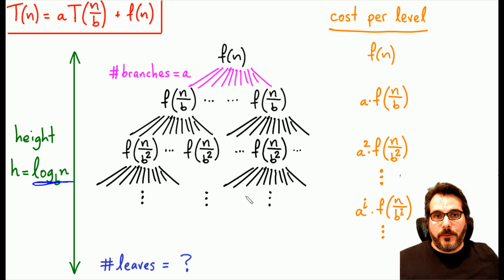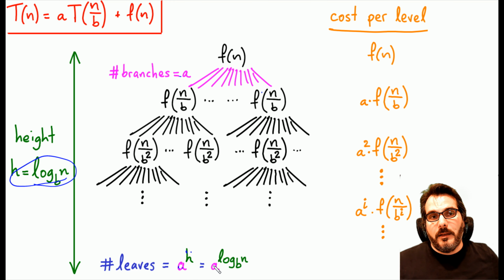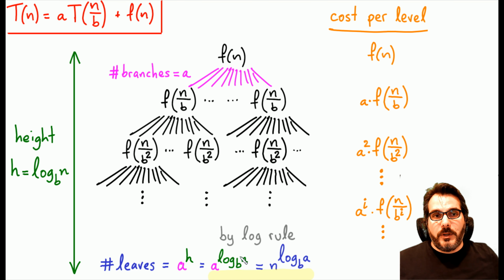And what about the number of leaves? The number of leaves is going to be a to the power of height, because we are branching from a, and we're branching with the height. a to the power of height is equal to a to the power of log base b of n. And from logarithmic rules, you can swap the n and the a, so it's basically the number of branches you have: n to the power of log base b of a.